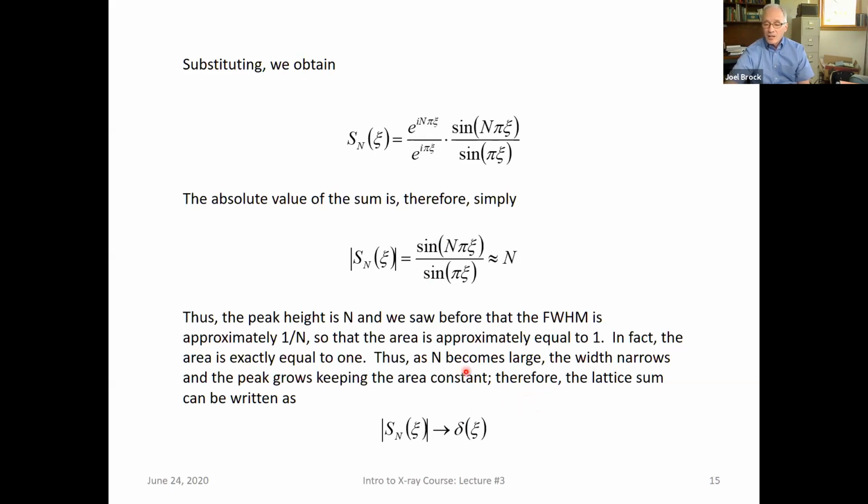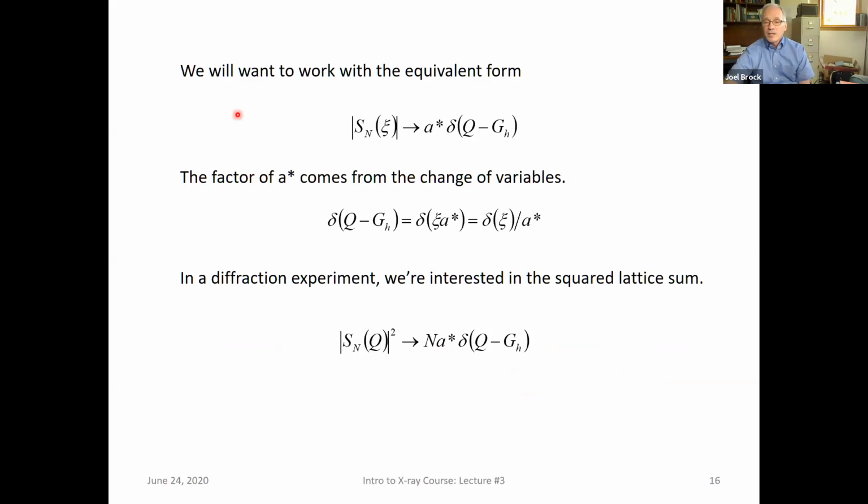It turns out to be mathematically one of the representations of the delta function. And so in the limit of n going to infinity, the scattering amplitude of this lattice sum goes to a delta function. And that's the key result for this slide. What it's going to allow me to do is work in an equivalent form, and I'm going to be a little careful with my units here. So the structure factor actually looks like A star, the magnitude of the reciprocal lattice vector, times the delta function. The A star comes from the change of variables in the delta function. Don't worry about that at the moment. It's just units, and this is actually algebra. Instead of delta c, we have delta c A star. So in a diffraction experiment, we're actually interested in the squared lattice sum. If I square this, I get an n A star times this delta function.